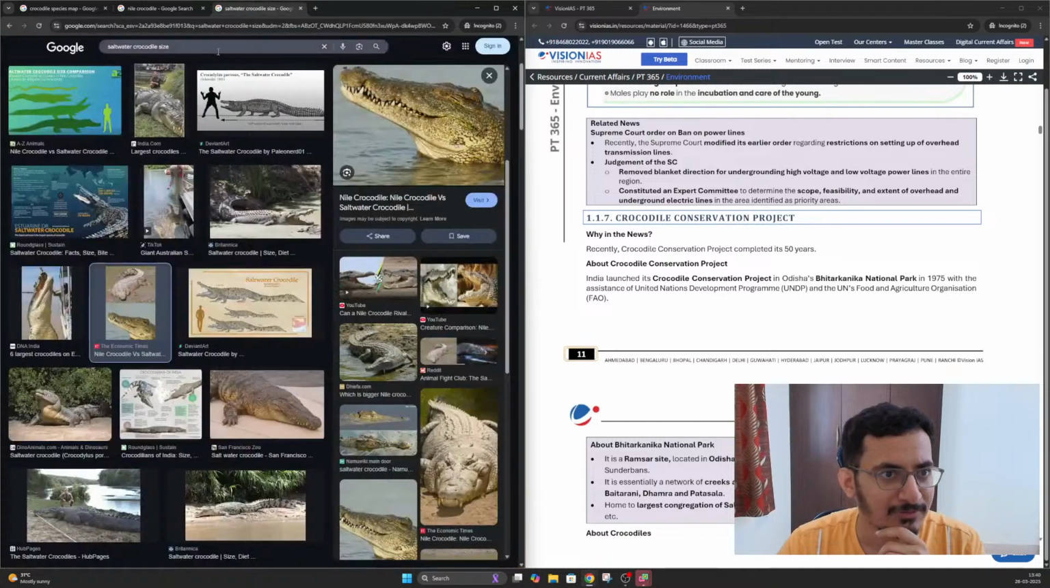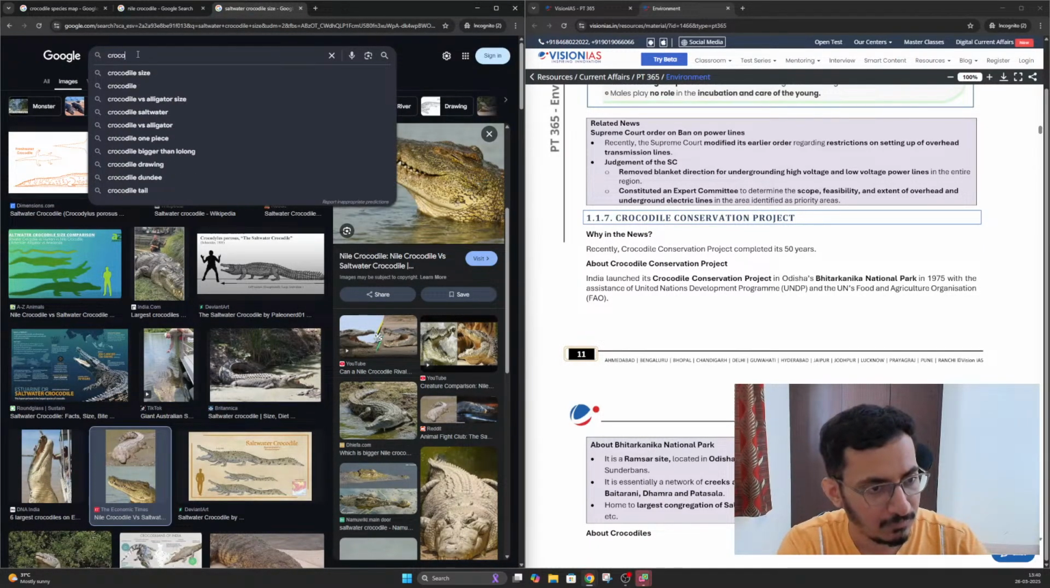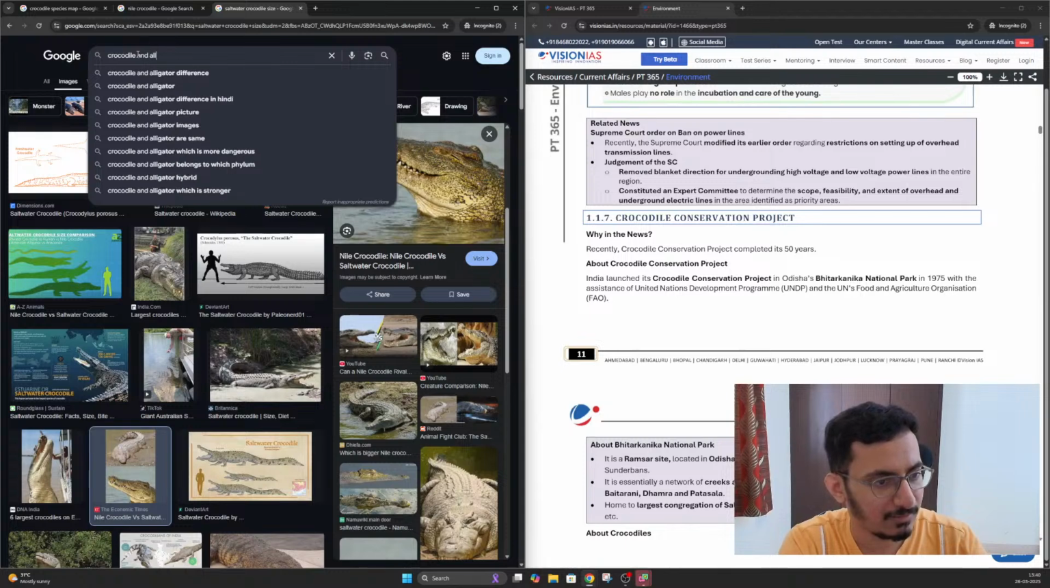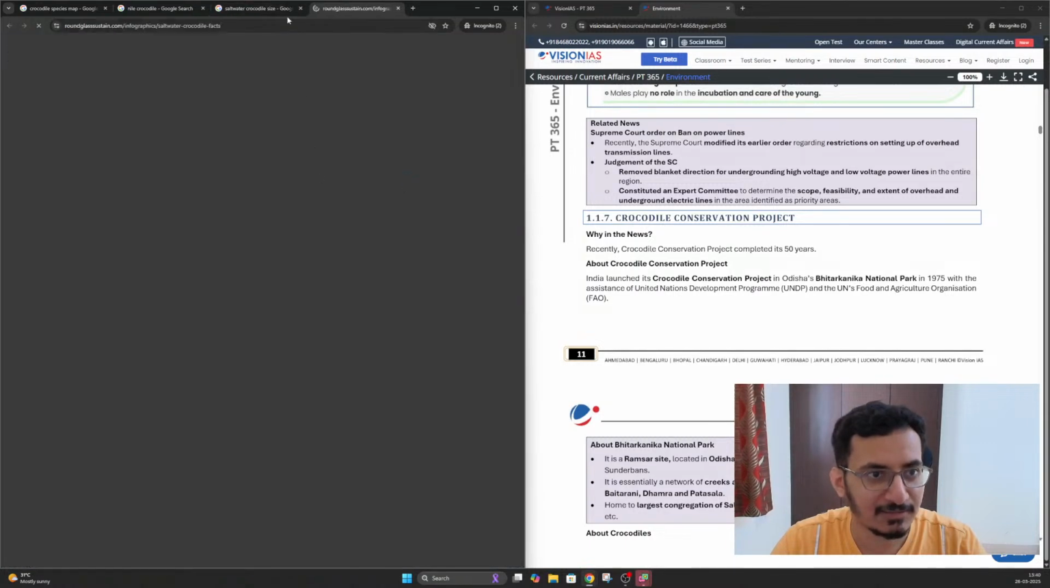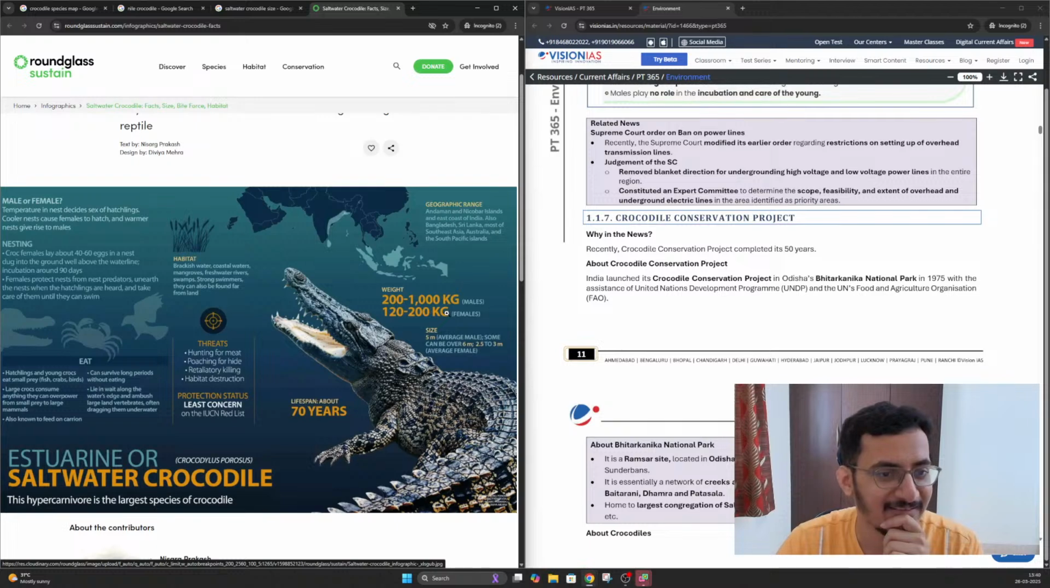Okay, I was trying to look up the difference between crocodile and alligator. Crocodile and alligator. Look at this, man. Can be considered a majestic creature, right? Look at this, 1,000 kilogram, a ton worth of crocodiles. See, temperature in the nest decides sex of the hatchlings. Cooler nest is females, warmer nest is males. Then nesting 50 to 60 eggs.